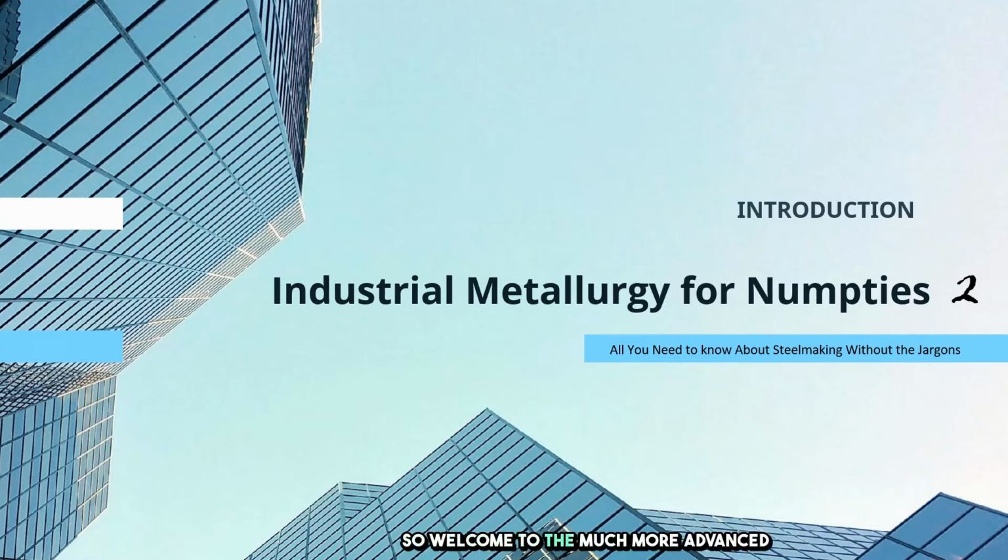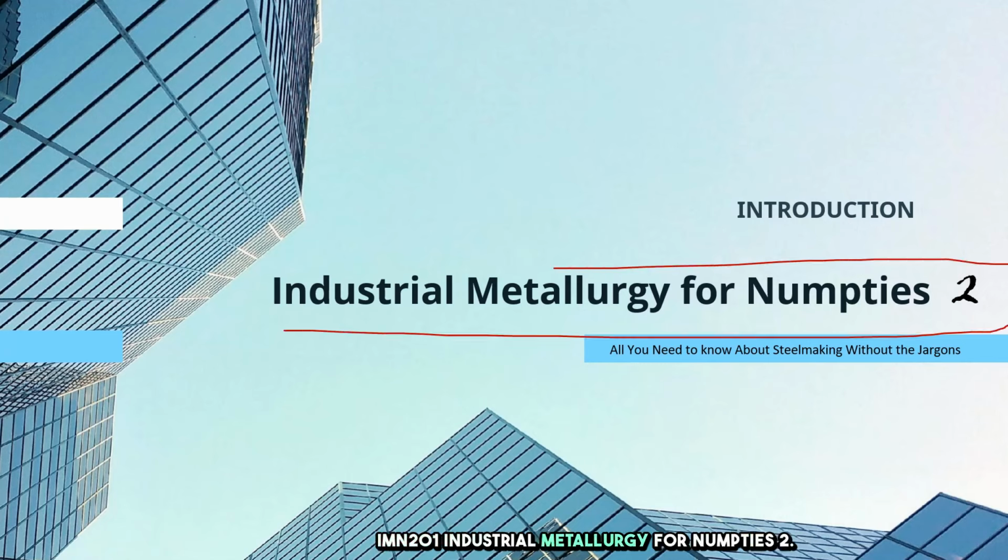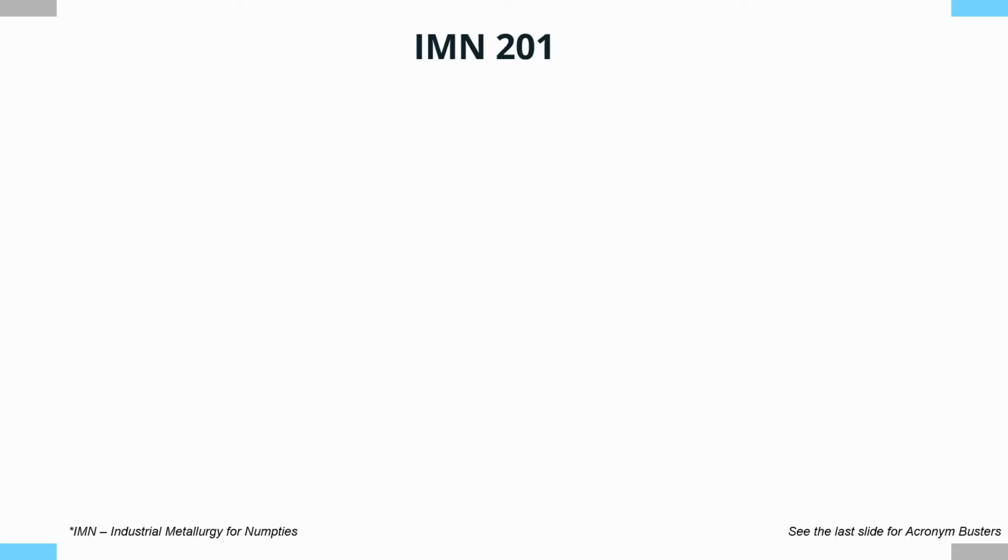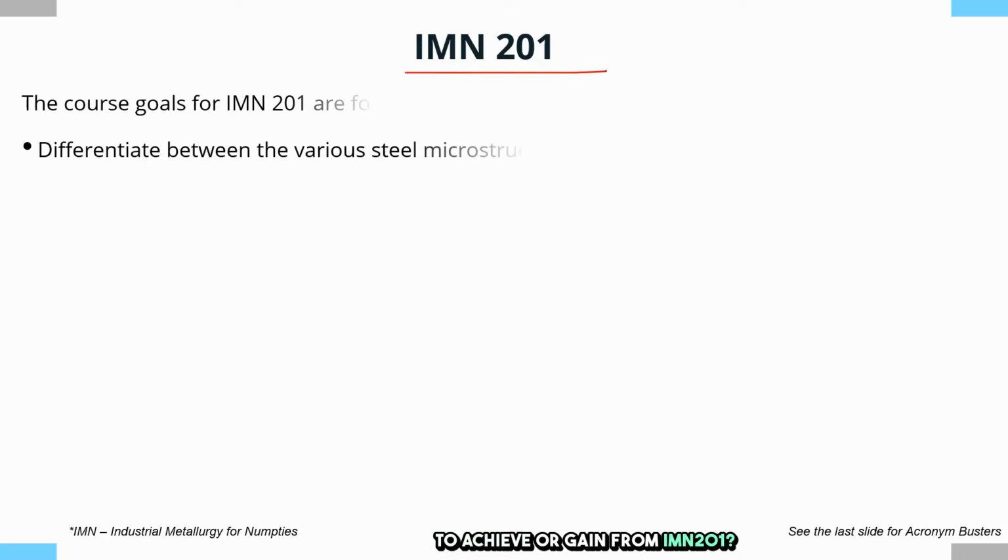So welcome to the much more advanced part of the course, which is the IMN 201, Industrial Metallurgy for Numpties 2. Let's get right into it. So what do we hope to achieve or gain from IMN 201?